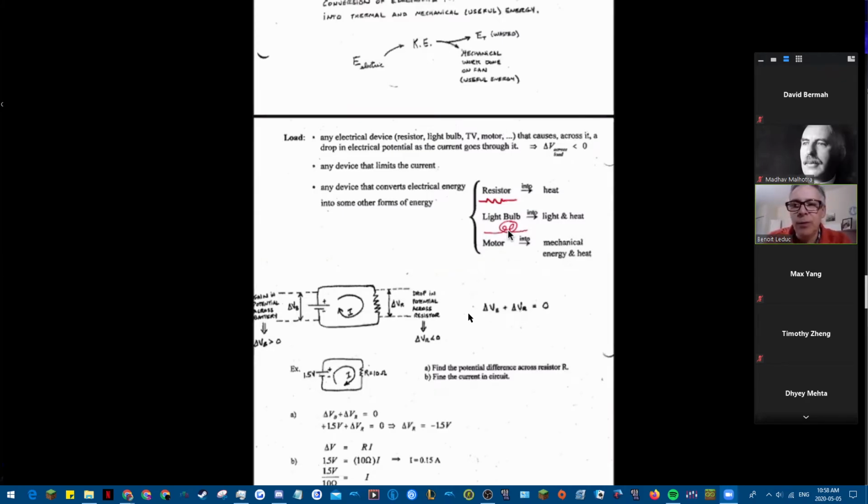A motor. Does anyone know what the symbol for a motor is? Oh, Natalie. It's like an M with a circle around it. Yep, that's correct. All right. So a motor converts electrical energy into mechanical energy, anything that lifts and so on. And of course, there's heat here. Okay. And there are other loads, but these are the most major ones, right? Okay.